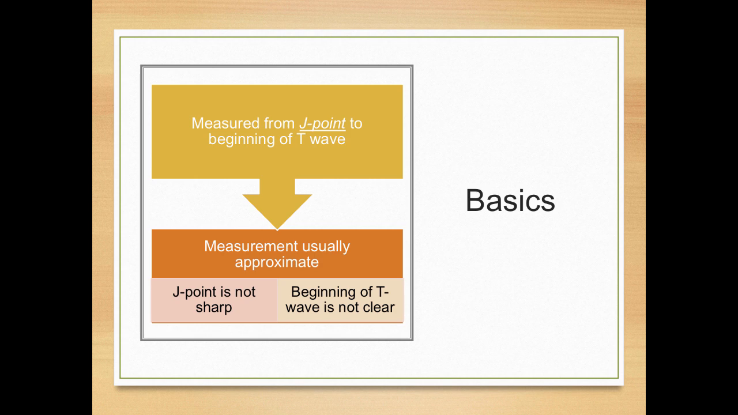But a lot of the time it's a little bit more cloudy. It's a little bit more rounded out. So the beginning of that T wave isn't the most clear, and the end of the QRS complex isn't the most clear. Right, here comes your art appreciation course. The J point might be sharp or it might not be sharp. And when it's not sharp, we're going to approximate where the J point might be, and that's what we're going to have to have some practice with.